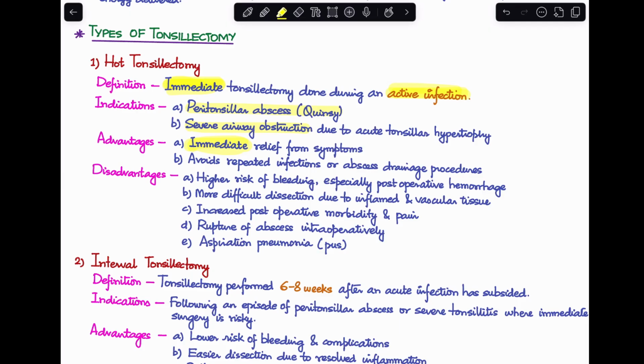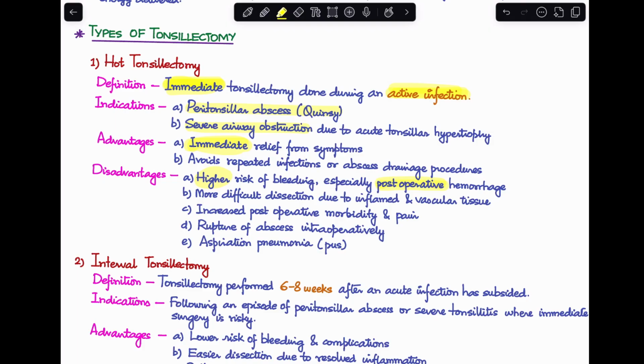Now, coming to disadvantages, there are more disadvantages here than advantages. First of all, these cases involve a higher risk of bleeding due to the acute infection that is happening at this moment. Especially the chances of post-operative hemorrhage increases. So even if you perform hot tonsillectomy, you should definitely monitor your patient more in case they end up developing secondary hemorrhage or reactionary hemorrhage.